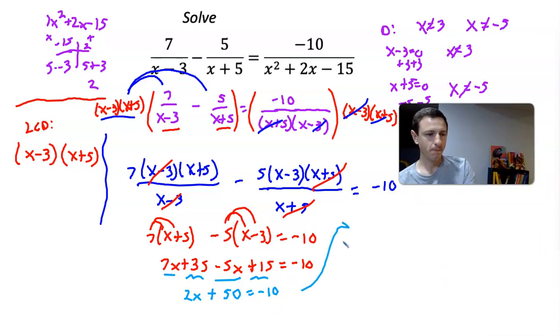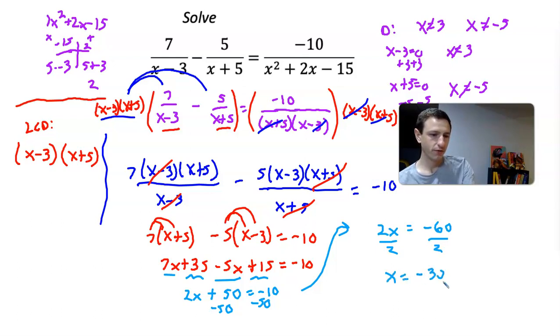I'm going to go over here. So solving this, I'm going to subtract 50 from both sides. That's going to give me 2x equals negative 10 minus 50 is negative 60. Divide by 2, x equals negative 30. Before you circle this or box it up and move on, you want to double check that we are not breaking any sort of rules that we've established. We established that x cannot equal 3, x cannot equal negative 5, x equals negative 30. That's good to go. Cool. I am done.